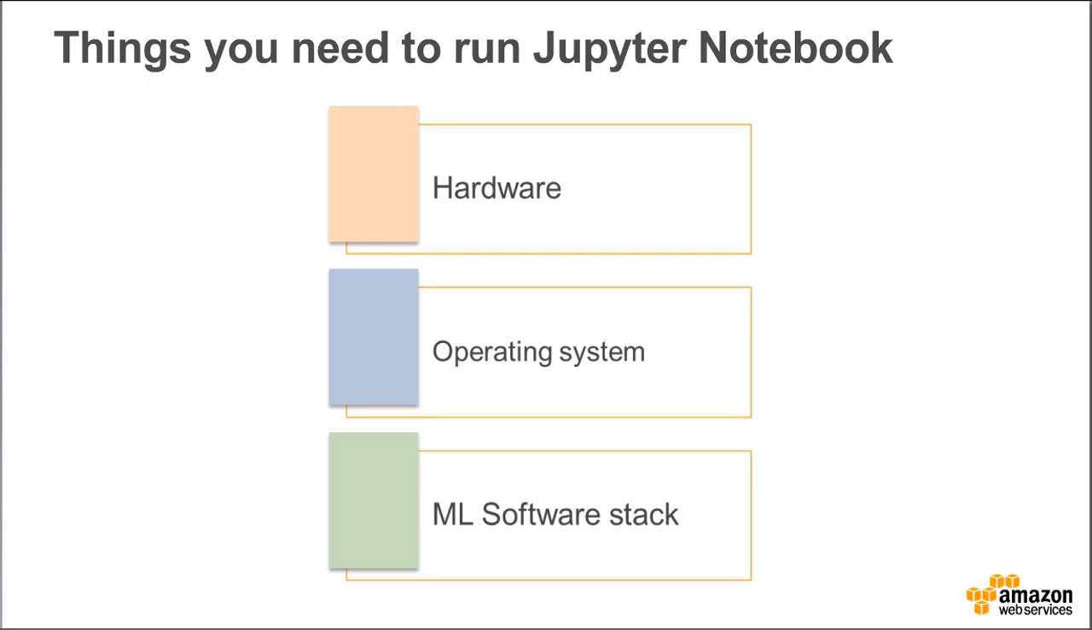After you choose your instance type, you need to choose an operating system. This comes in the form of an AMI, or Amazon Machine Image. In this talk, I will show you the most handy and cost-effective AMI that you need. The third aspect to decide is the machine learning software stack that is essential for your workload.